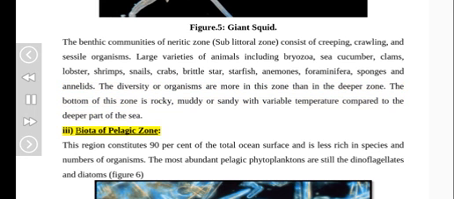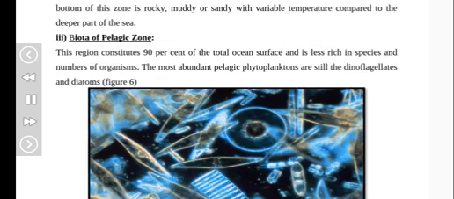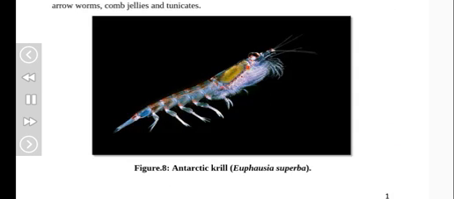Biota of pelagic zone. This region constitutes 90% of the total ocean surface and is less rich in species and numbers of organisms. The most abundant pelagic phytoplanktons are still the dinoflagellates and diatoms. Figure 1.6: Various forms of diatoms. Figure 1.7: Different species of phytoplanktons.